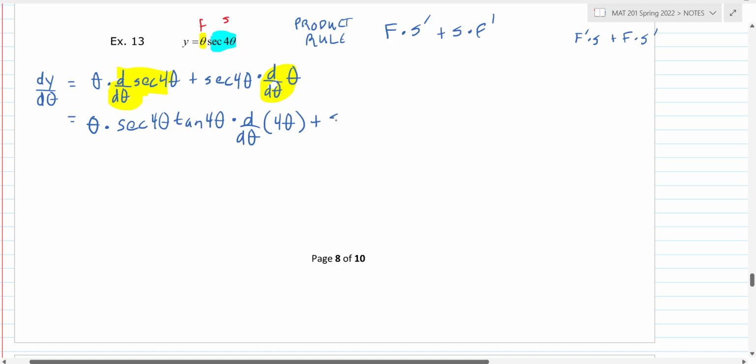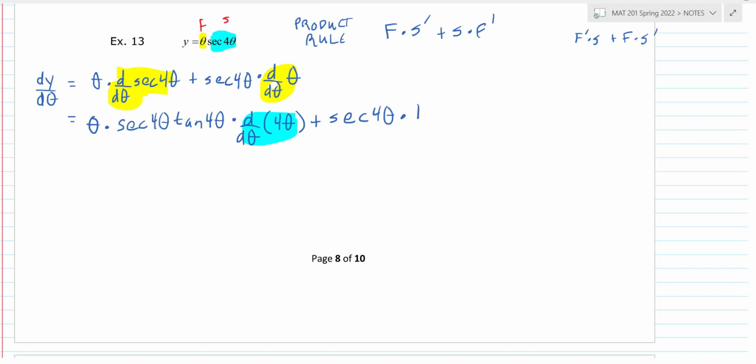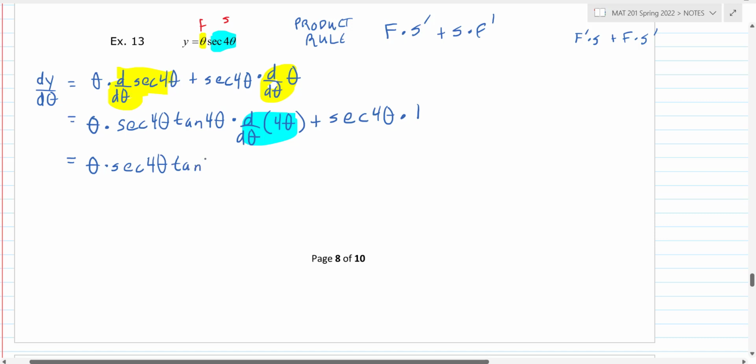Okay, now the second part we just bring down, we'll have secant of 4 theta, and then the derivative of theta is 1. You know, that's like doing the derivative of 1x with respect to x. That's the number in front. So that means we have to do this derivative, and then after that, we'll just see if there's any simplification that we can do. So this will be theta secant 4 theta tangent 4 theta times 4, and then over here this will be secant 4 theta.